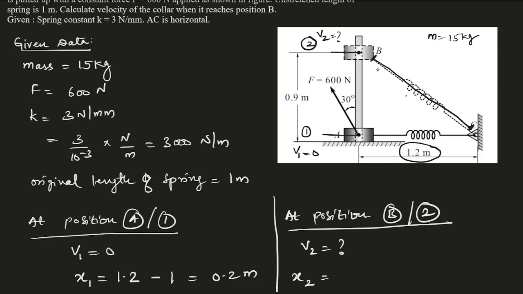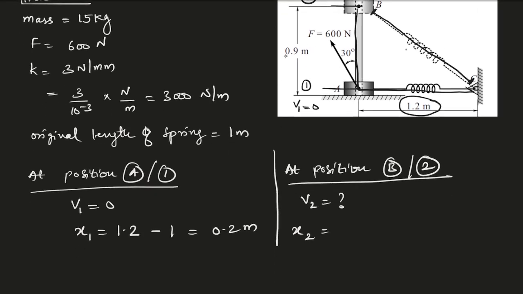And if you want to find out, you can just see it is kind of making a right angle triangle. So BC is the hypotenuse. By using Pythagoras theorem, we can find out the BC value. So here the formula will be deformed length, which is BC, minus the original length. So this gives me root of AB square plus AC square minus 1, root of 0.9 square plus 1.2 square minus 1.